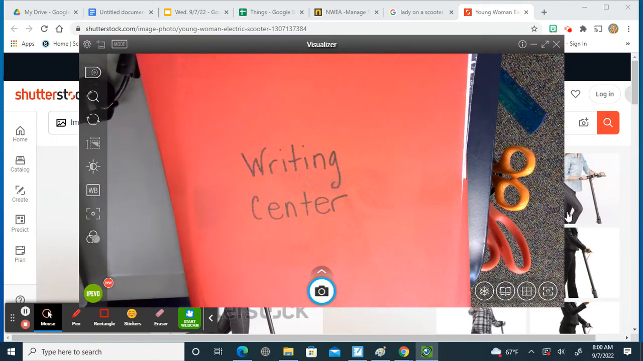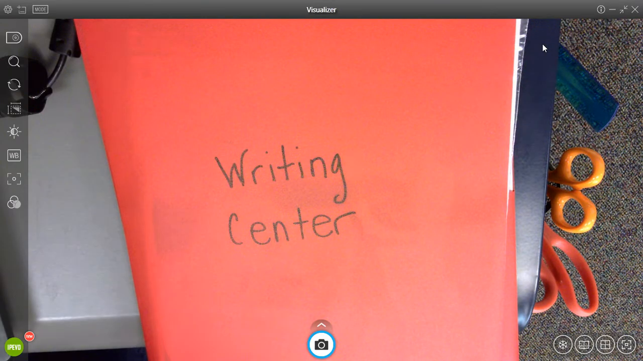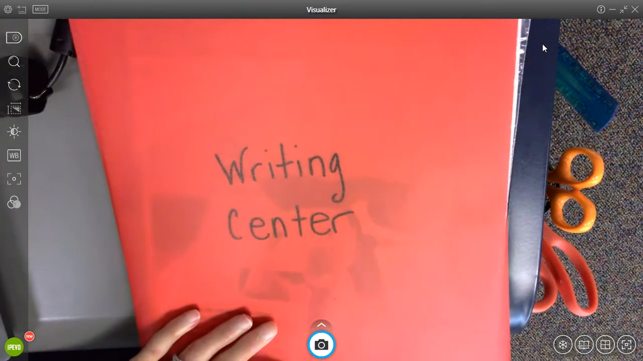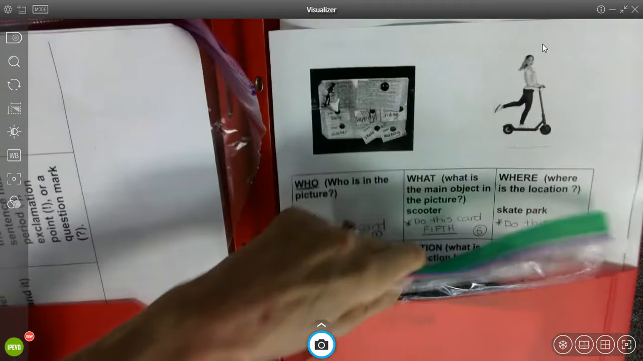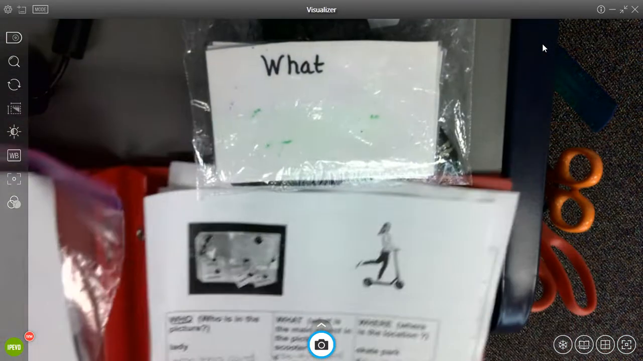Here's a quick video teaching you how to do your writing center. So when it's writing center time, you'll take out your writing center folder. First thing you're going to want to do is pull out your cards and spread them out on your desk.